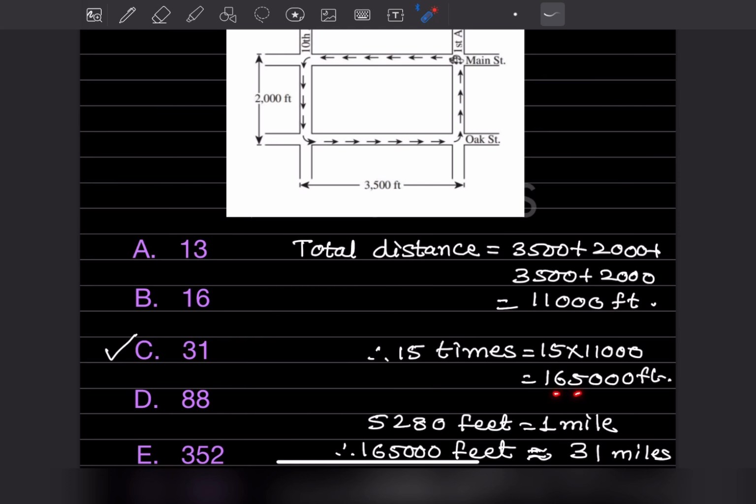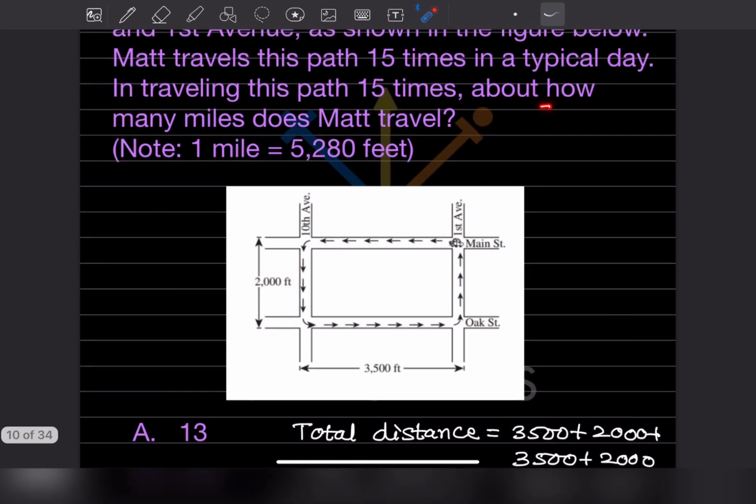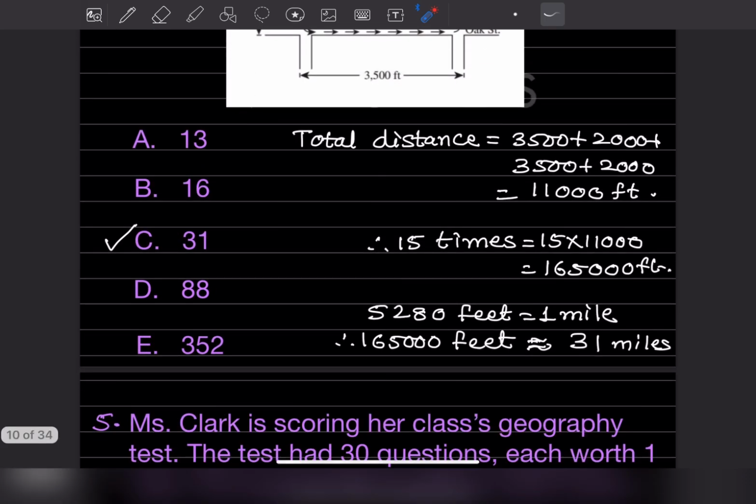So that will be 165,000 feet. Now they asked about how many miles Matt travels, and they have given that 1 mile is 5280 feet. So 5280 feet is 1 mile, and we got here 165,000. So 165,000 feet will be how much? Again, since it is feet and feet, we take one below the other. So this will go here.